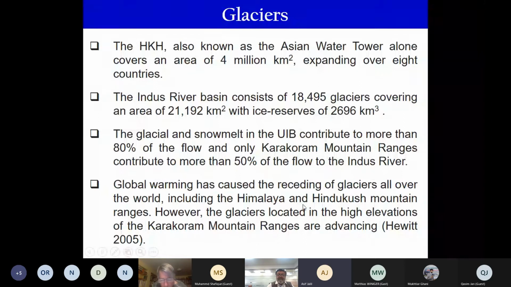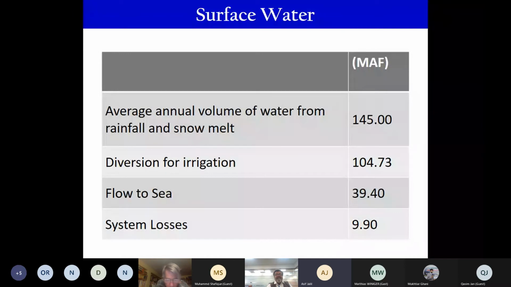However, the glaciers in the high Karakoram mountain ranges are advancing. Surface water: the average annual volume of water from rainfall and snow melt is 145 million acre feet. Diversion for irrigation is 104.73, flow to the sea is 39.40, and system losses are 9.90.